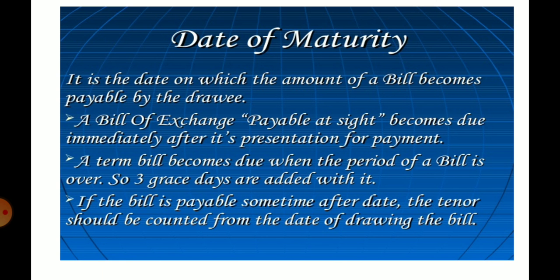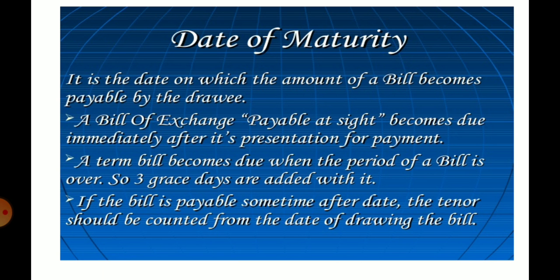Now, if the bill is payable sometime after the date, the tenor should be counted from the date of drawing of the bill. So, these are called after sight. The expression after sight in a bill of exchange means after acceptance. Thus, where the bill is payable at a fixed period after sight, the period begins to run from the date of acceptance. 3 days of grace are allowed on such a bill also.